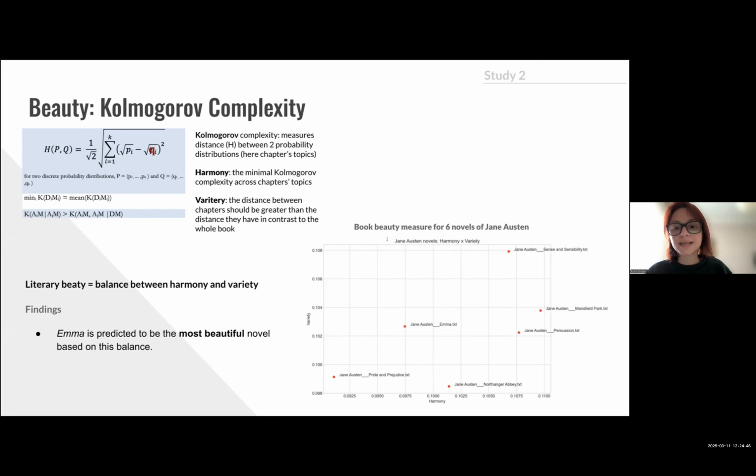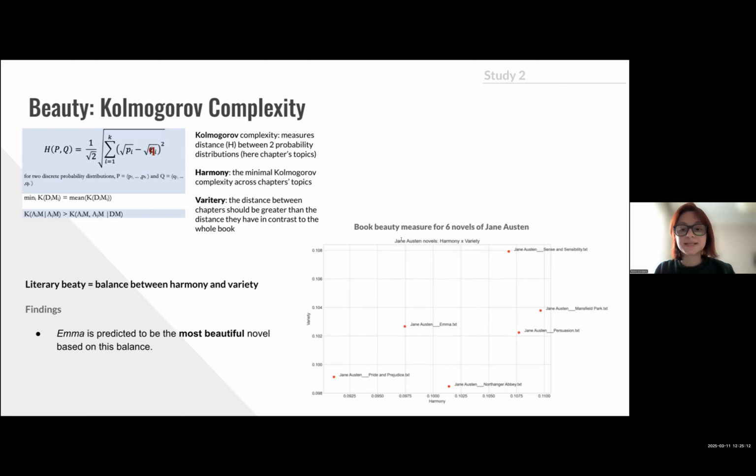Using this formula, Kintz defined harmony as the minimal or average complexity across chapters of a book. Lower values indicate that chapters follow the book's general thematic structure more closely. But harmony is necessary, but not sufficient. Very harmonious texts could be very boring. Therefore, variety measures how different the chapters are from each other.